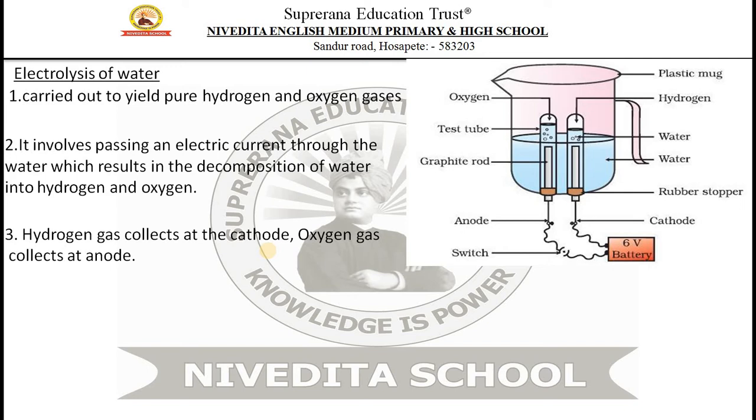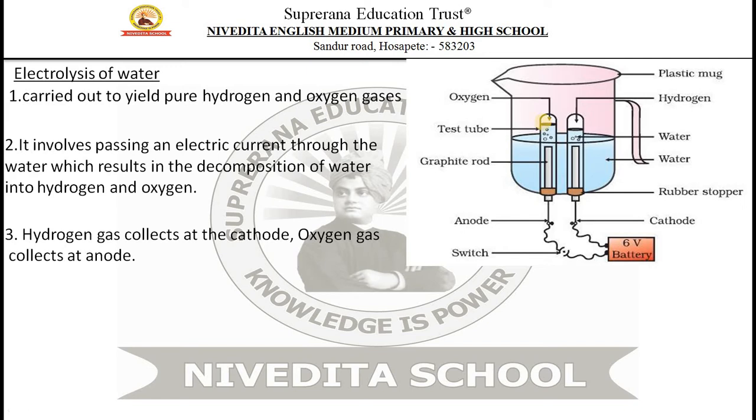That is very important, right? Every molecule of water breaks down, releasing 1 atom of oxygen and 2 atoms of hydrogen. That's why the collection of hydrogen in the test tube will always be more than oxygen, right?